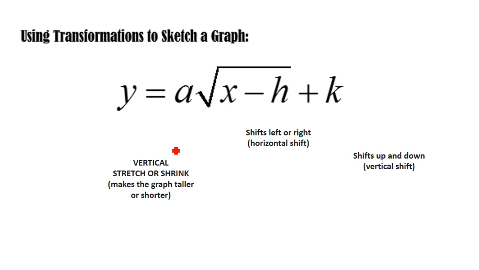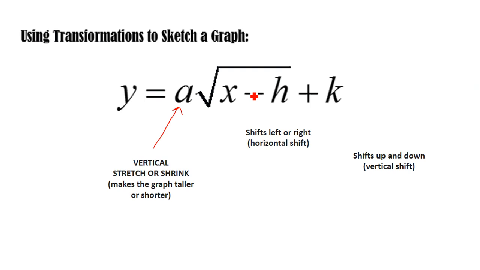This is the way we've graphed everything this year. So vertical stretch or shrink, making the graph taller or shorter. That is going to be determined by this number in front here. The number in front of the square root is not the slope of the arms like a line, but instead it makes the graph taller or less tall, short, based on what number is in front there. It could also be negative, which might reflect it over.